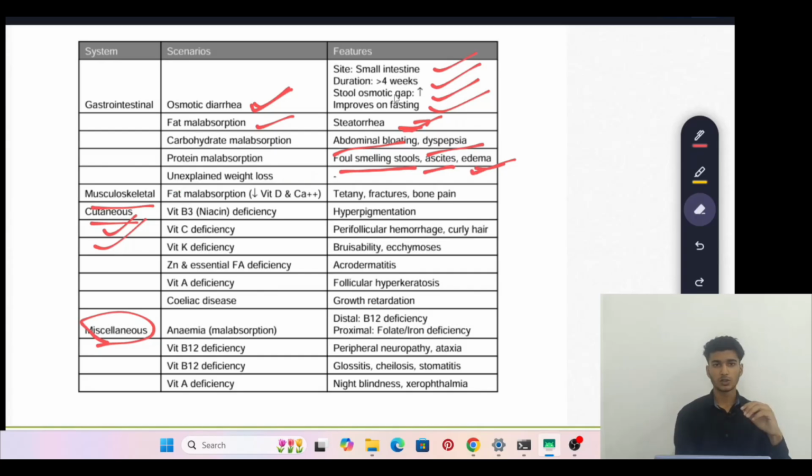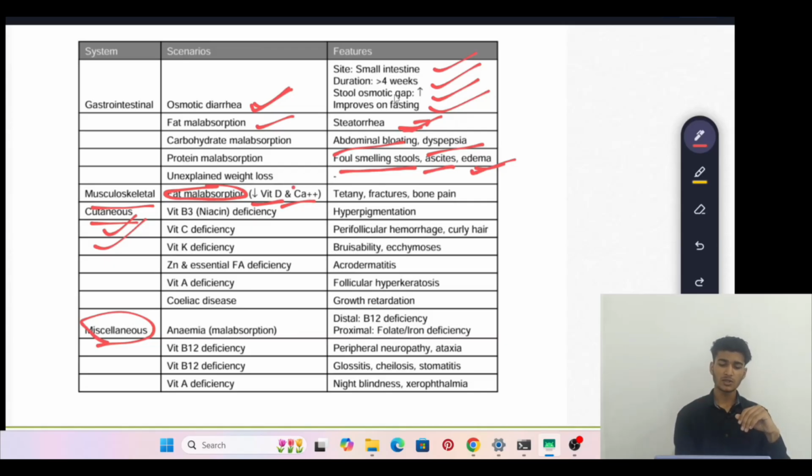Musculoskeletal: it will be affected if the fat is malabsorbed. If the fat is malabsorbed, there will be a decrease in the absorption of vitamin D and calcium. Fat is malabsorbed, but why is vitamin D not getting absorbed? Vitamin D is a fat-soluble vitamin. If the fat is malabsorbed, vitamin D won't get absorbed.